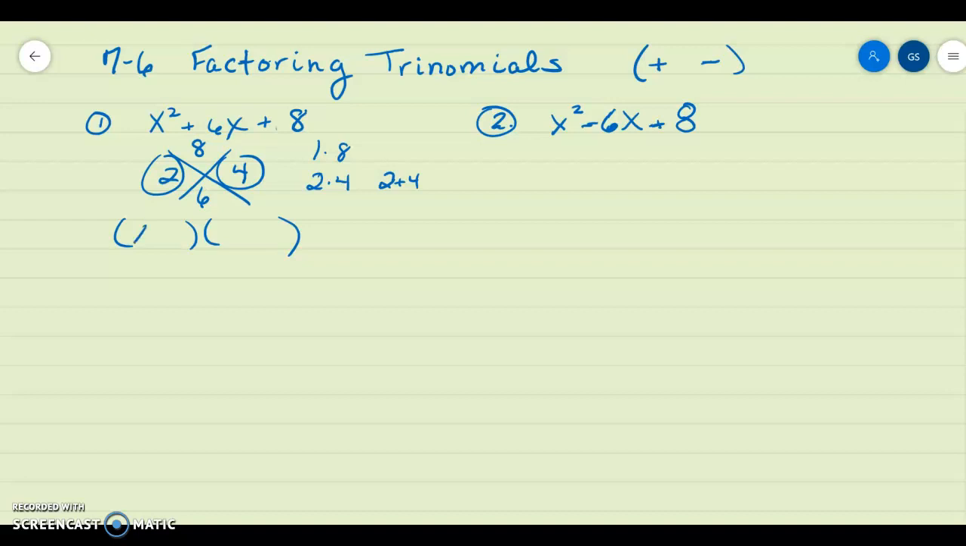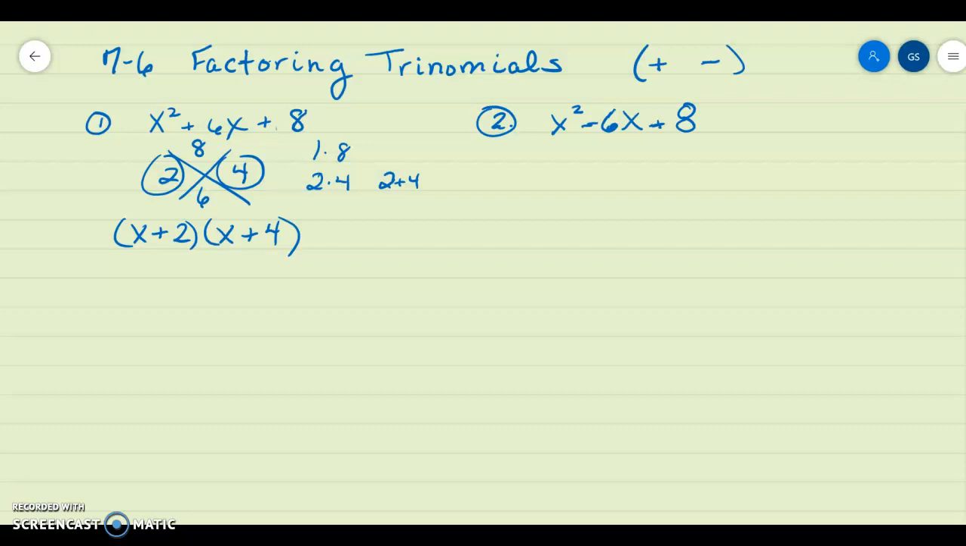So here's my x and x that give me x squared. So x times x is x squared. Then we have a positive 2 and a positive 4. 2 times 4 is 8, and 2 plus 4 is 6, and that's how we did those. So that was when you had two positives. It's the easiest one. Two positives gives you a positive. Okay, so let's do the next one.